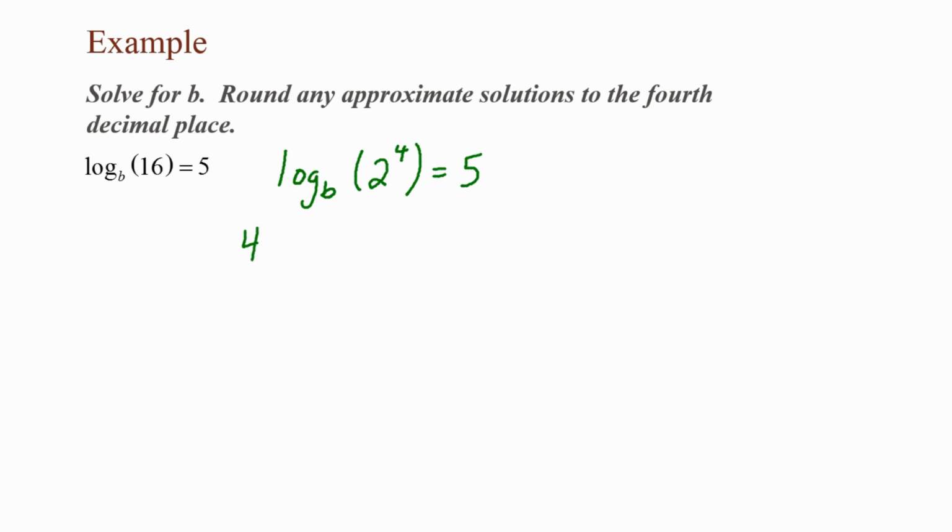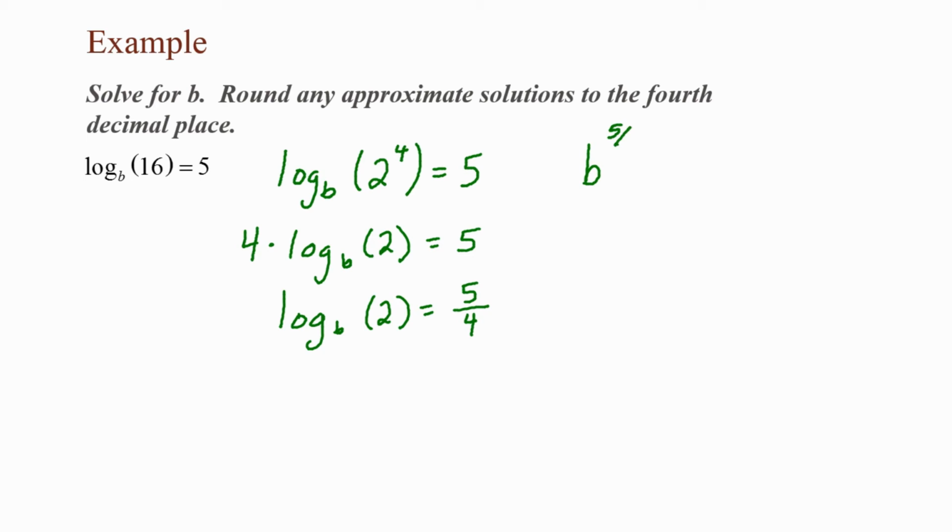So I can rewrite my log using the power property. 4 times log base b of 2 equals 5. Dividing both sides by 4, log base b of 2 equals 5 over 4. Now I can rewrite that in exponential form. b to the 5 over 4 power equals 2.